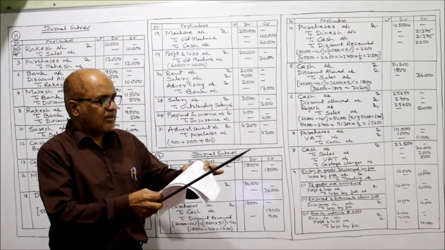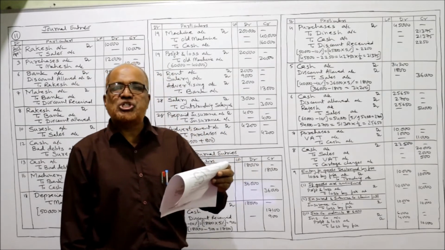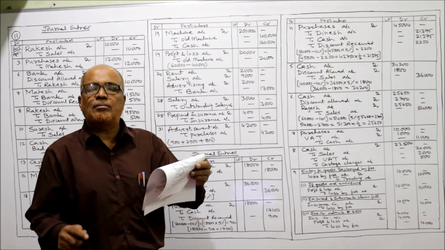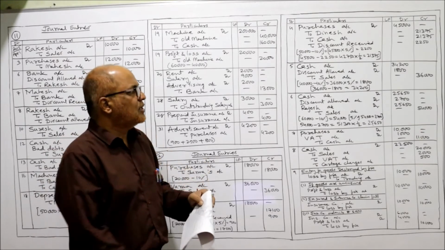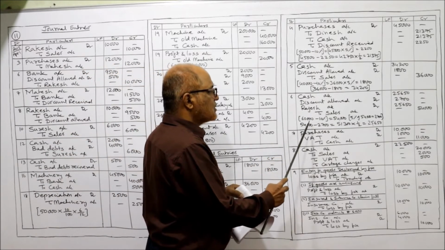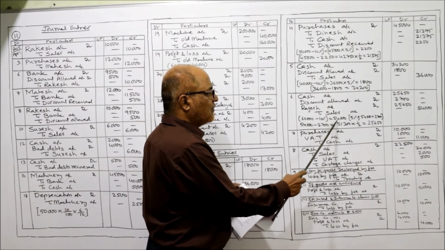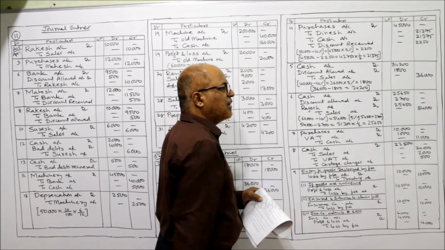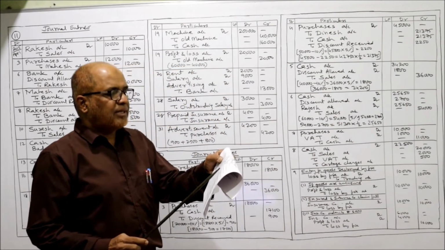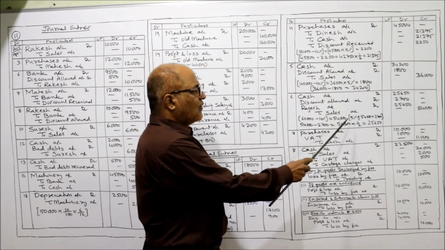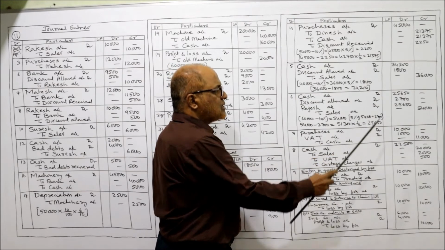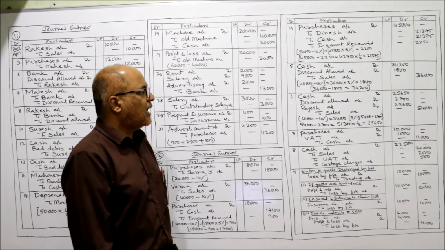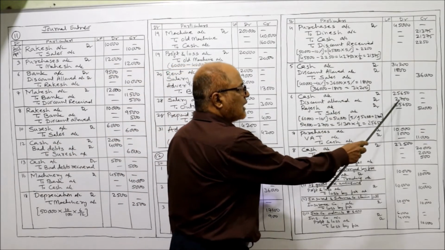Then sixth one, sold goods to Rajesh worth rupees 60,000. 10% discount. So 60,000 minus 10%, 54,000. So see here, 54,000 worth of goods are sold. So sales account is credited by 54,000. Then 5% cash discount. So 5% of 54,000, 2,700 is the cash discount allowed. So discount allowed 2,700.